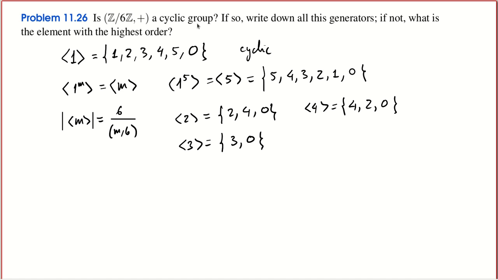So first, it is a cyclic group. The only other generator is 5, because any other number has this denominator here larger than 1, so the order of the corresponding subgroup is smaller. If this is not 1, it's smaller. And the only number for which this is 1 is 5, which is the inverse of 1, and of course generates the same group. All the other numbers generate proper subgroups of this group.